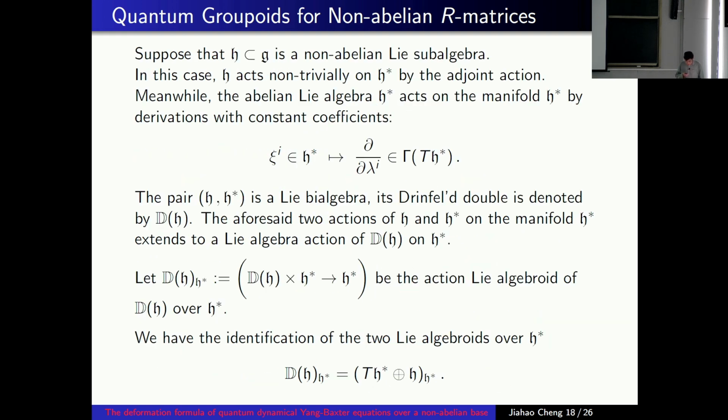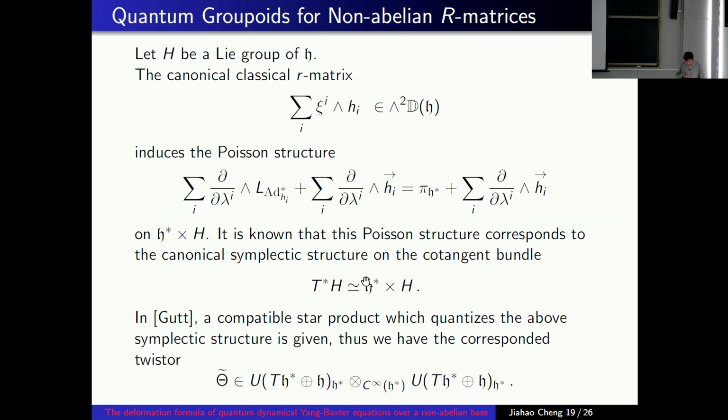Okay, and we know that for the Drinfel'd double, we have a canonical R matrix. But now this canonical R matrix lives on the basic manifold X star times H, where capital H is the Lie group of H. So this R matrix on this basic manifold X star times H looks like this.